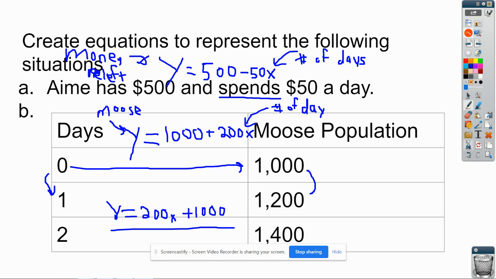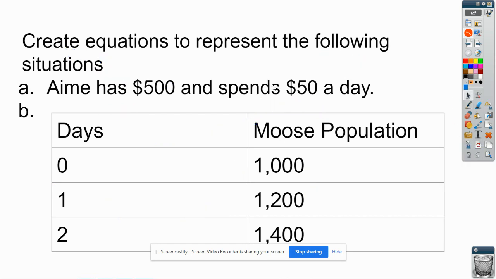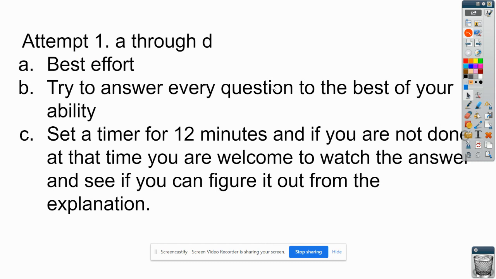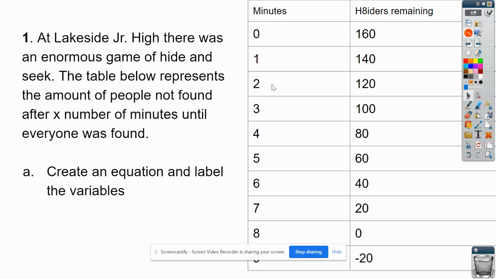All right. Okay. So we're getting into our post problem part of today. So on your paper, you can see number one, A through D. It's going to look a lot like this. Okay, these four problems are about a giant game of hide and seek at Lakeside.